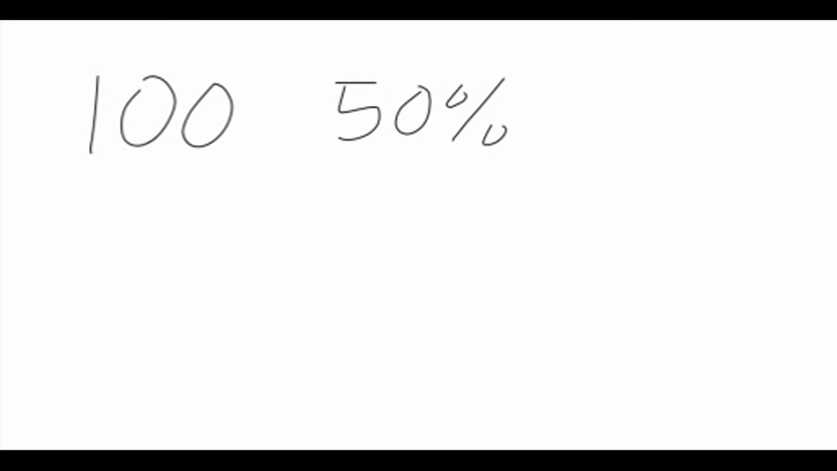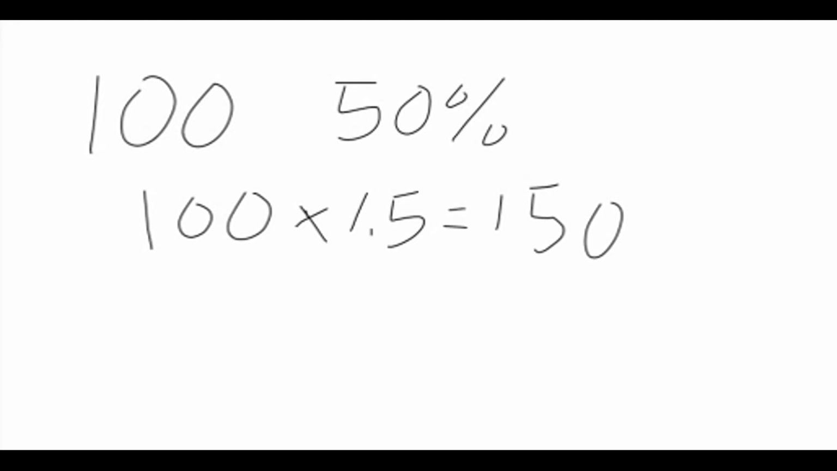Hello, today I'll be doing a video on compound interest. Let's start with a simple problem first. Let's say you have $100 in the bank and the interest rate is 50%. You check on this account 1 year later, and how much money will you see? You'll see $150, as you can see from this equation.